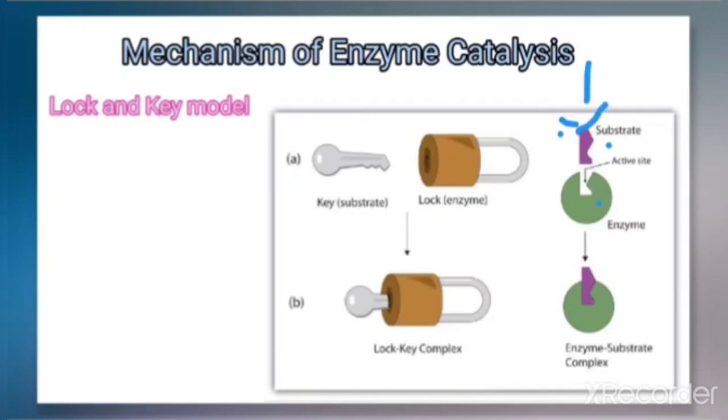So the substrate has a complementary shape which fits into these cavities just like a key fits into the particular lock. On account of this, the substrate gets bound on the enzyme at this active site and forms a complex called the enzyme substrate complex. The product is formed here, and the product and the enzyme get released. So this is the mechanism of enzyme action considered with the lock and key model.